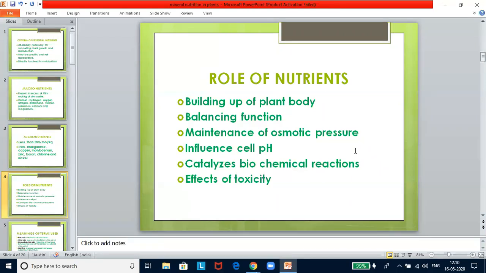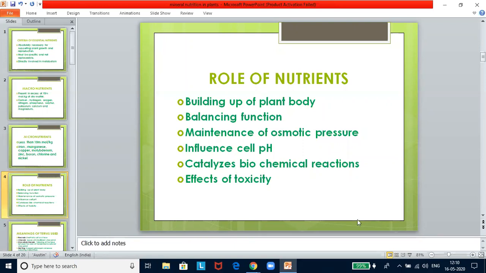Maintenance of osmotic pressure: different anions and cations have an influence on the cell pH, and in turn this also maintains the osmotic pressure in the plant, making the plant become turgid or flaccid. Now, it catalyzes biochemical reactions. Certain elements like zinc, magnesium, calcium, and copper act as metallic catalysts in biochemical reactions. And effects of toxicity: certain minerals like arsenic and copper have toxic effect on protoplasm under specific conditions.